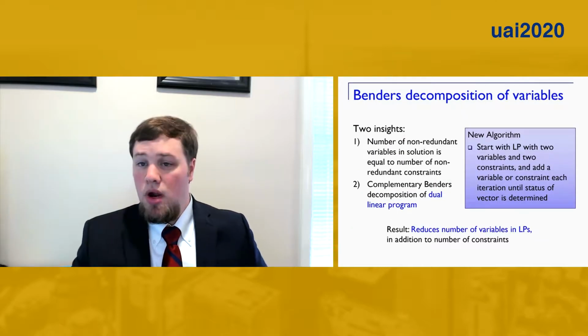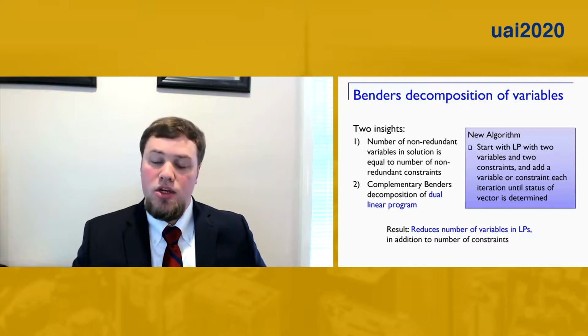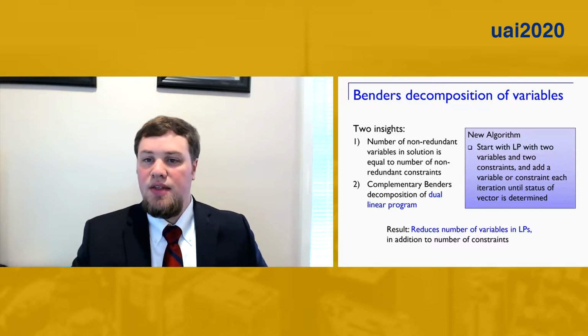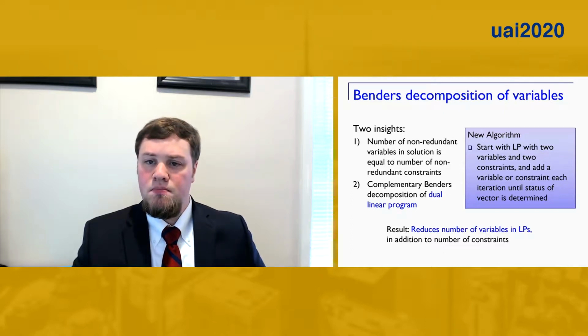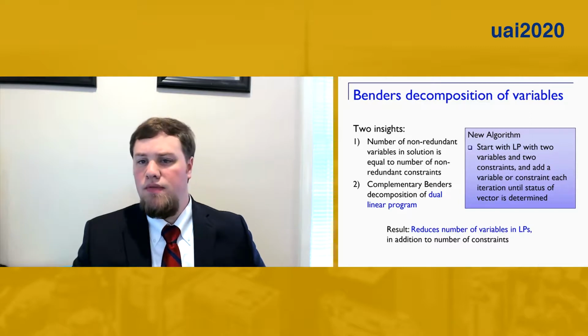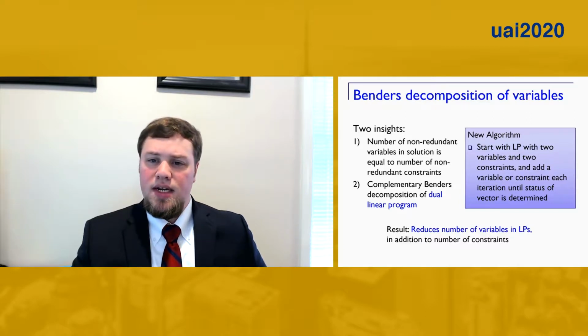Our second and primary contribution of our paper is inspired by two main insights. The first is that the number of non-redundant variables in the solution of the linear program is equal to the number of non-redundant constraints. This suggested that a similar heuristic to the one used by Walraven and Spaan could possibly be used to quickly find the non-redundant variables as well. The second insight is that we can indeed quickly find the non-redundant variables using a Benders decomposition of the dual linear program. The details of both of these insights are explored more in our paper.